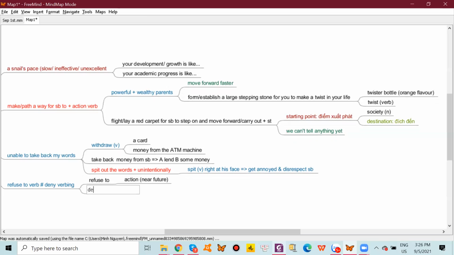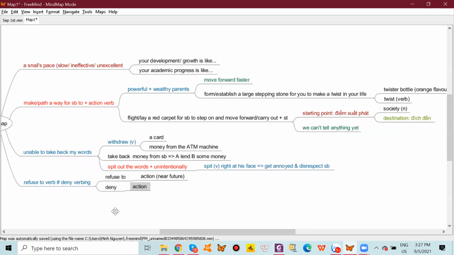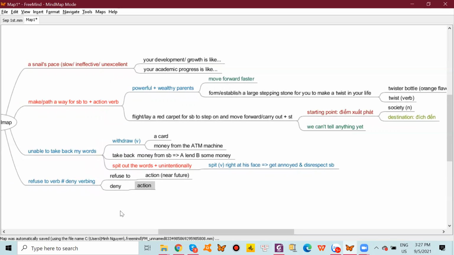But if I say that, oh, I deny talking to her. So if I say that I deny talking to somebody, it means that I already talked to that kind of person already. But I just want to say I deny talking to that kind of person. Once you hear me saying that I deny talking to that kind of person, it means that you understand I already did, I already talked, but you know that I just didn't want to admit. So that is the case.